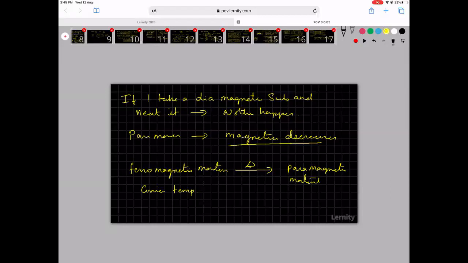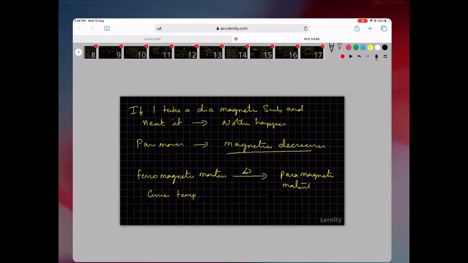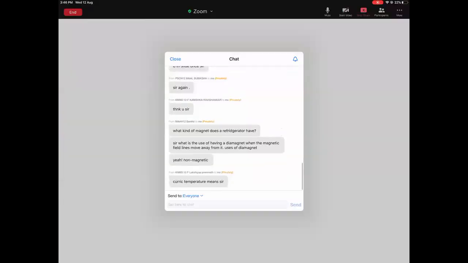So above the Curie temperature, all ferromagnetic materials become paramagnetic in nature. Okay, so if you can make some notes, we will move on. Curie temperature is that temperature above which a ferromagnetic material becomes paramagnetic.